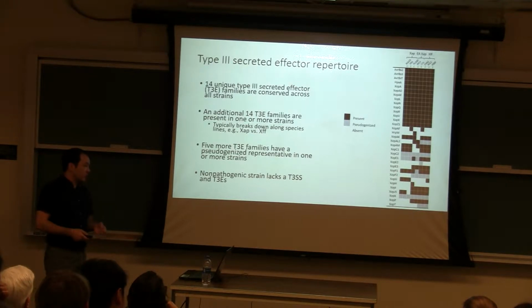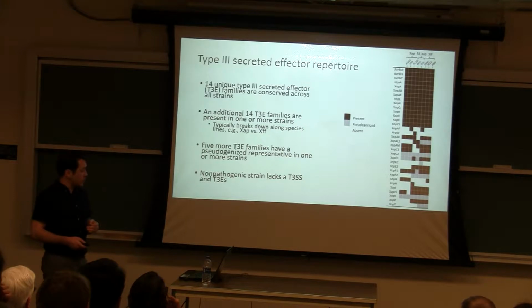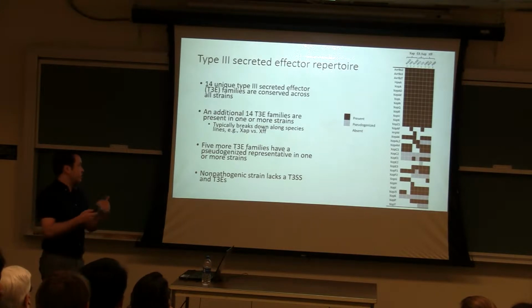There's an additional 14 type 3 secreted effectors that are present in one or more of these strains, but not in all of them, right? So this typically breaks down along species lines. Again, Fuskins will have it. Globally predominant phaseoli won't.